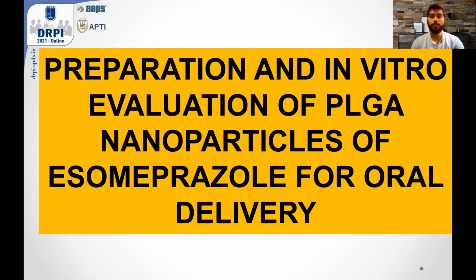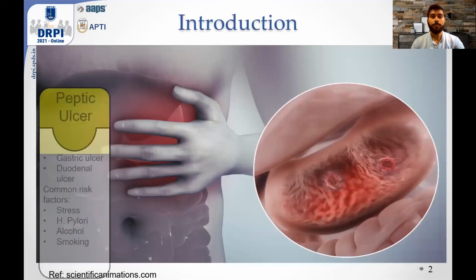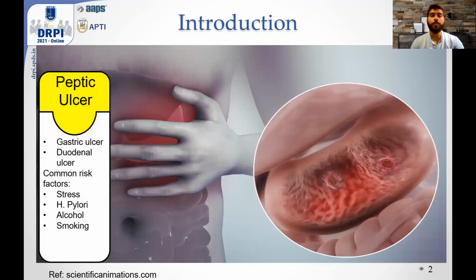of evaluation. Introduction. Peptic ulcer is one of the most prevalent diseases worldwide, affecting almost 10% of the human population. Peptic ulcers are of two types, gastric ulcer and duodenal ulcer. The most common risk factors of peptic ulcer are stress, bacteria like H. pylori, consumption of alcohol, and smoking.